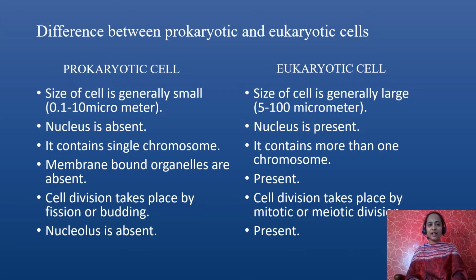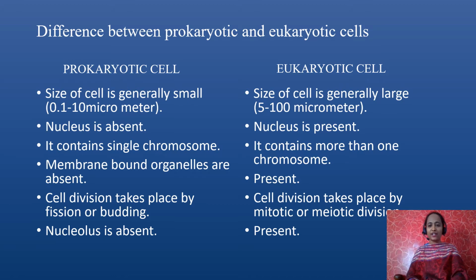Membrane-bound organelles are absent in the case of a prokaryotic cell. What are membrane-bound organelles? These are small organs present in the cytoplasm covered by membranes. They are absent in prokaryotic cells, but in eukaryotic cells, membrane-bound organelles are present. Examples: Golgi apparatus, endoplasmic reticulum, mitochondria, chloroplast. All these are present.